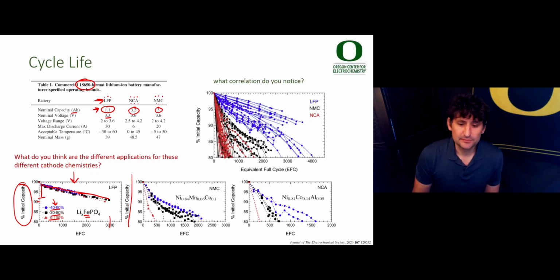These cells, though, they tend to degrade much faster. So look at the NCA chemistry. The NCA chemistry here has a fairly high voltage, and it has a high capacity, the highest capacity, and it degrades the fastest. It degrades over only 500 cycles, loses 20% of its initial capacity. The NMC is a little bit better, has a little bit lower capacity.